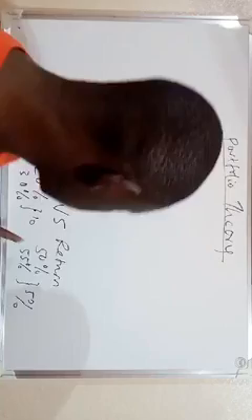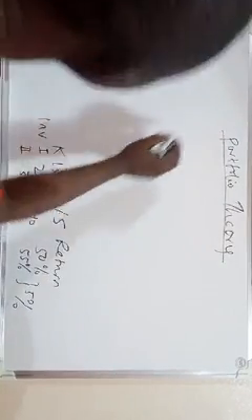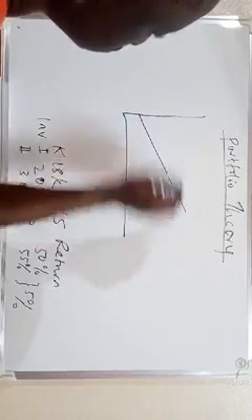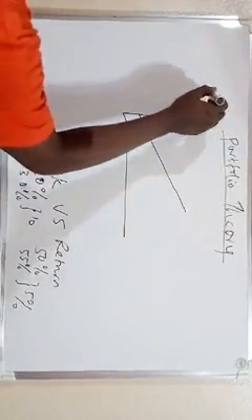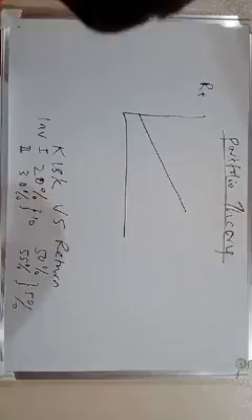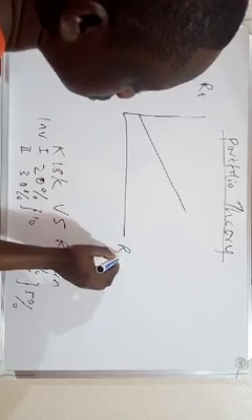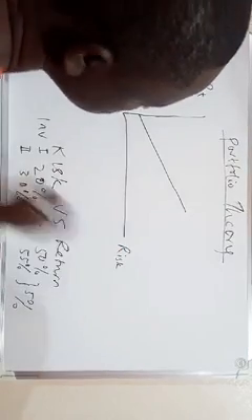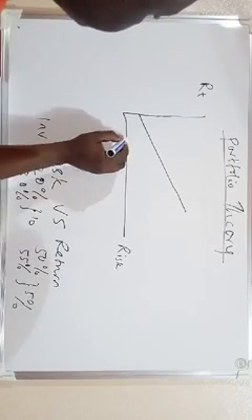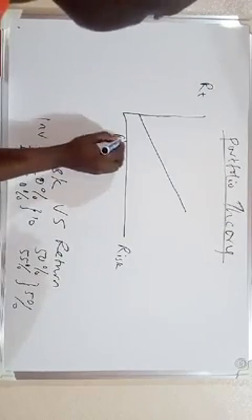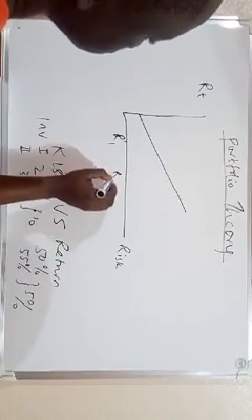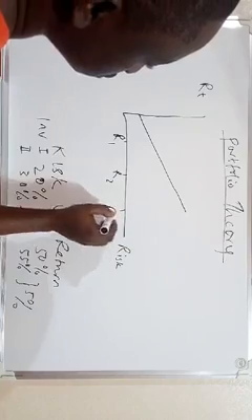Now, in talking about this risk versus return, the graph is something like this. Let's say this is return, this is risk. Here we have risk one, risk two, risk three.